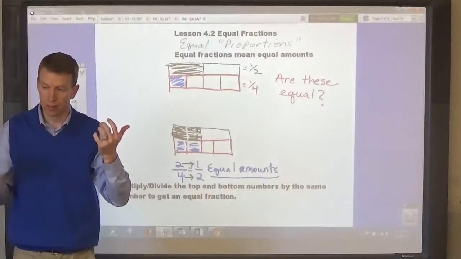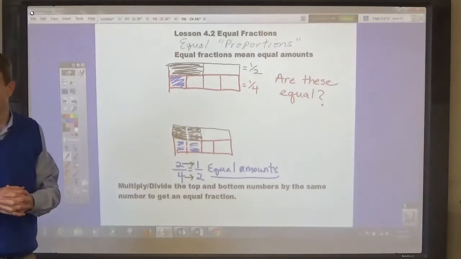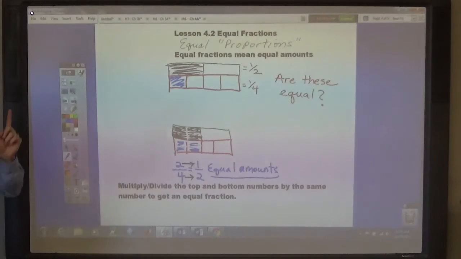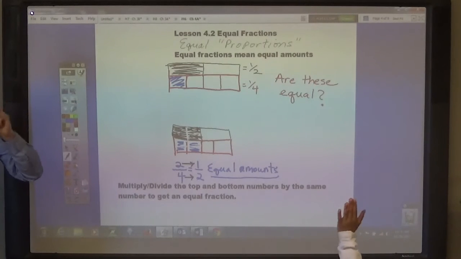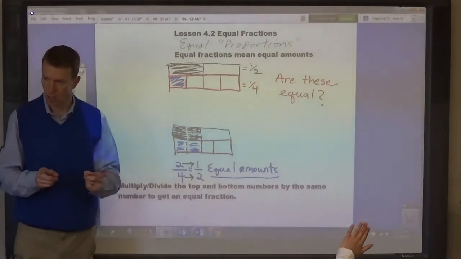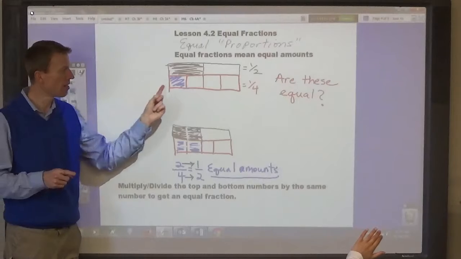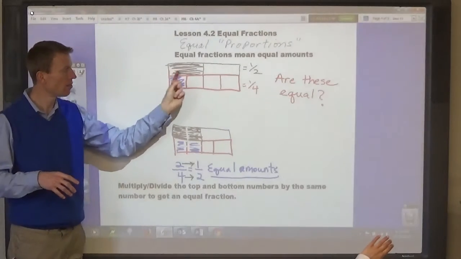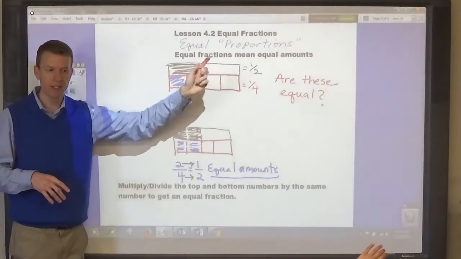So are they equal? One half and 1/4, are they equal? They both have just one piece. 1 equals 1. No, because 4 is bigger than 2. Okay, so 4 is bigger than 2, which means that this one is cut into how many pieces? 4 pieces, and this one is only cut into 2 pieces.